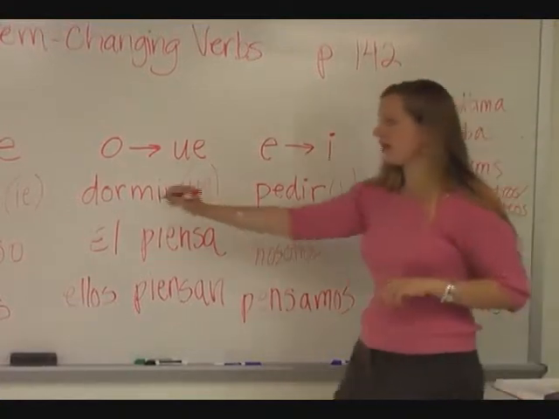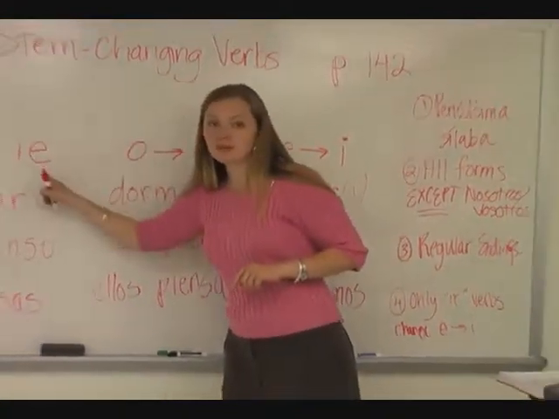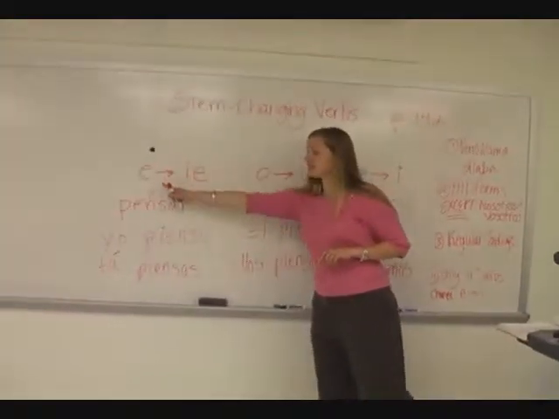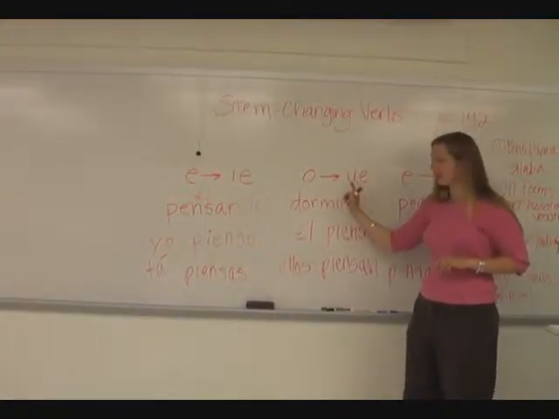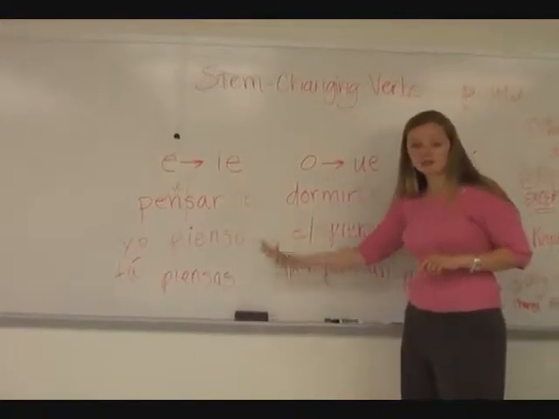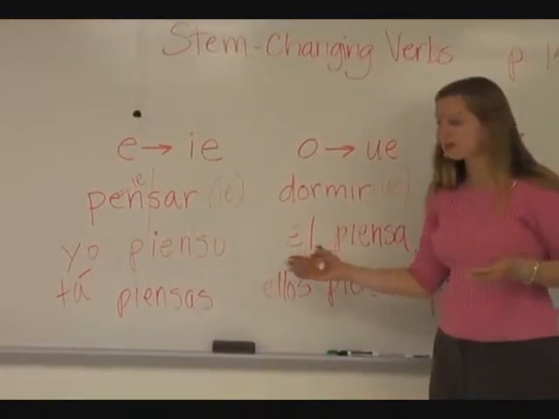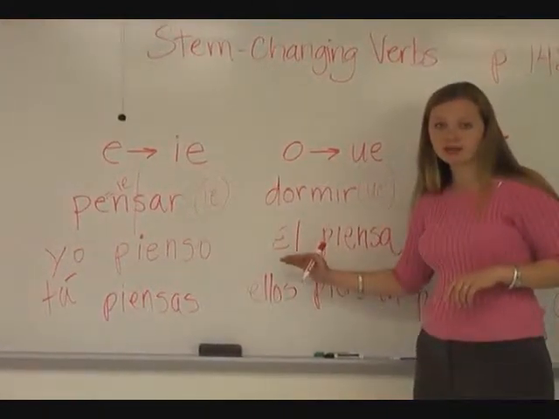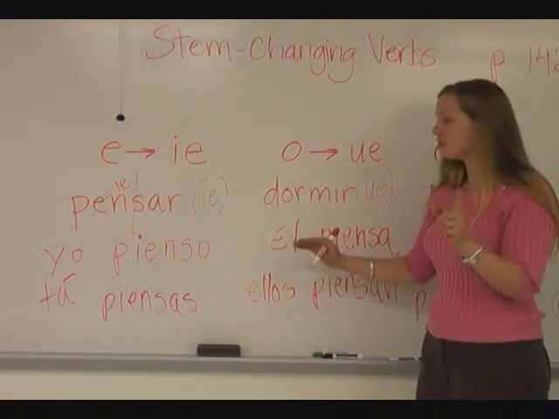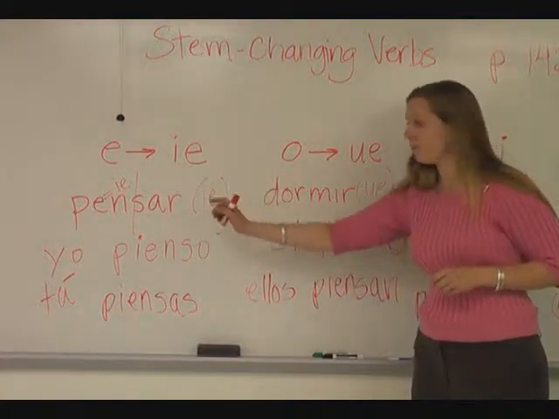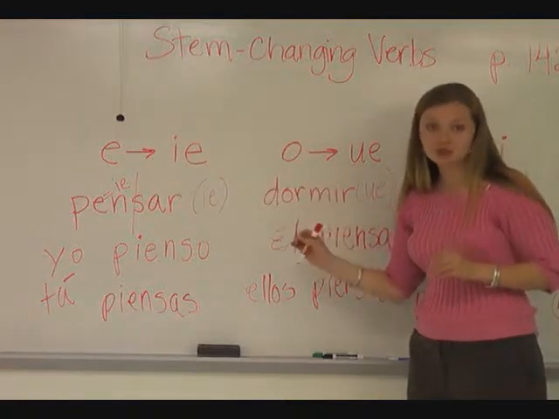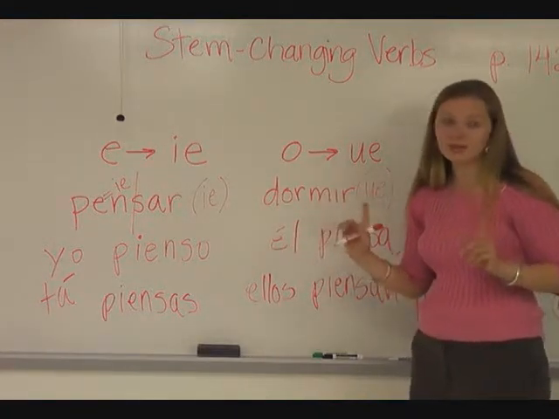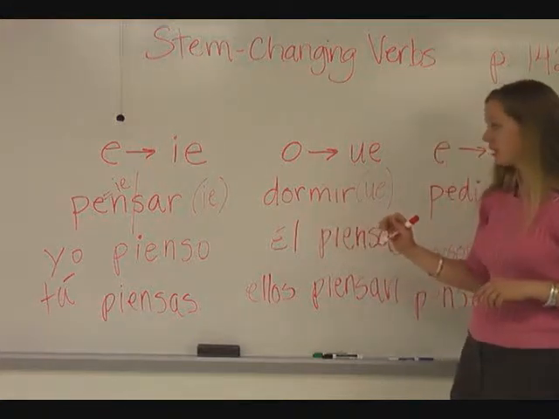So, un repaso breve. We determine what type of stem change it is. In this case, it's E to IE. The next one is going to be O to UE. Then we conjugate the verb using regular endings to match the subject pronouns. The only thing that we do differently is we change the stem according to the rule in all forms except nosotros. Nunca se cambia el raíz en la forma nosotros.